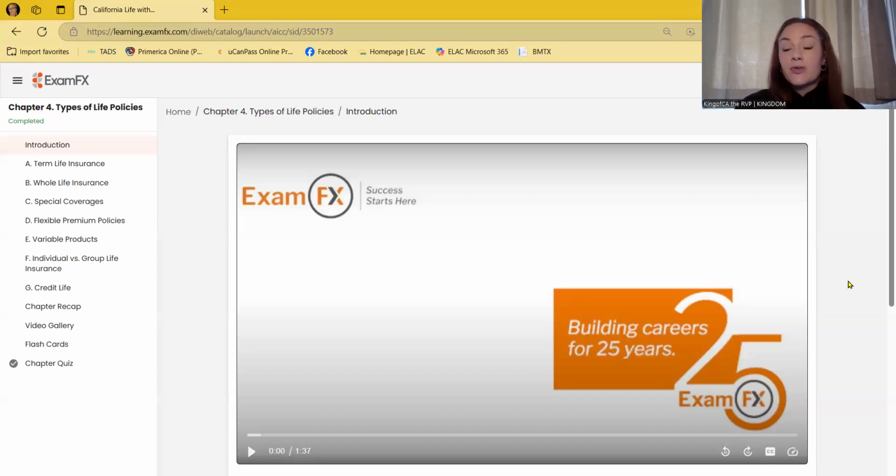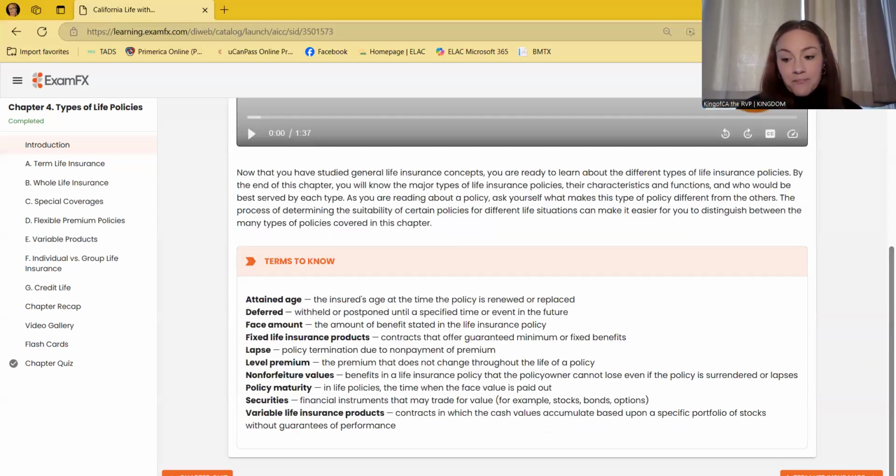I normally draw them out, but with the way that UCANPASS is set up now, I can't highlight and I can't draw on the screen while I'm sharing it. So we're going to go through it as best as we can, and I'm going to give you the main information that you're going to need for each type of insurance.